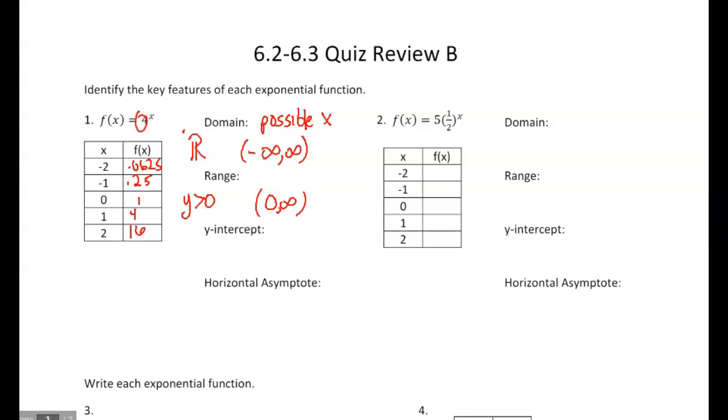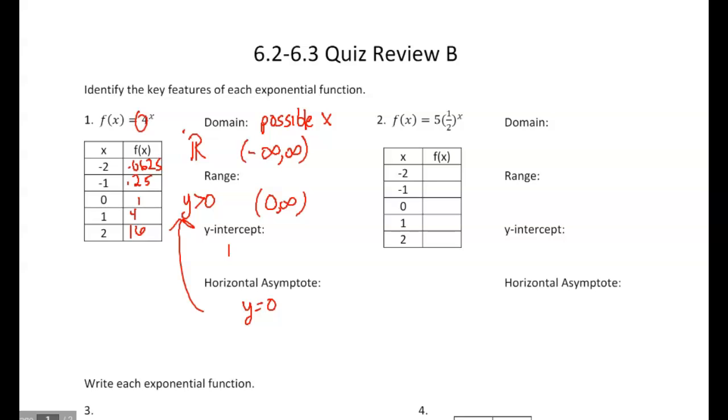Where is my y-intercept? Well, my y-intercept's right here. When I put x equals 0, y is equal to 1. And the horizontal asymptote is actually just related to this range. What is that number that it gets really, really close to and it never crosses? Well, in this case, my horizontal asymptote is y equals 0. It's never going to touch that.